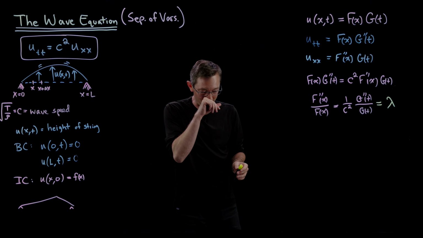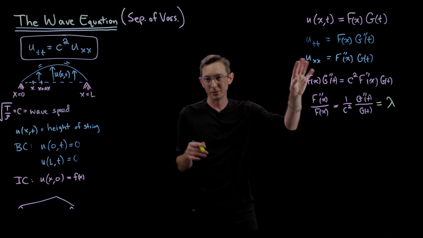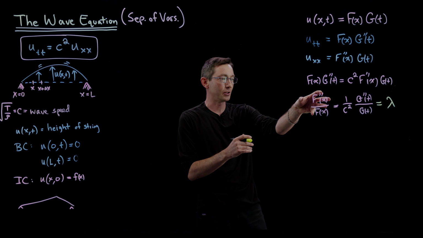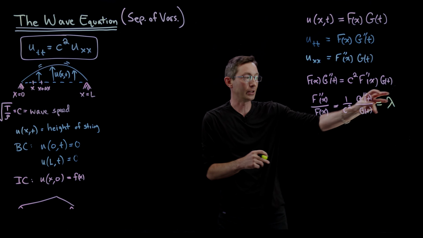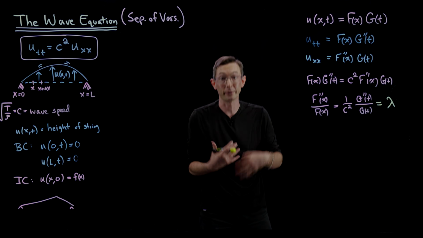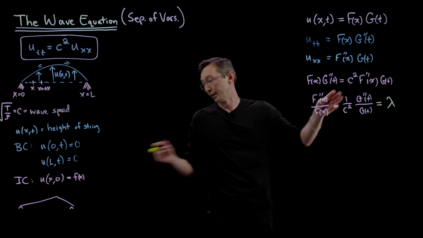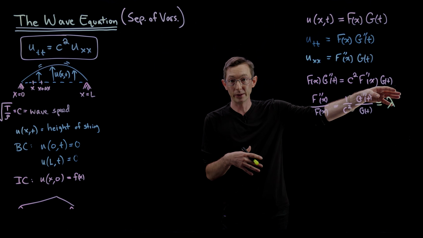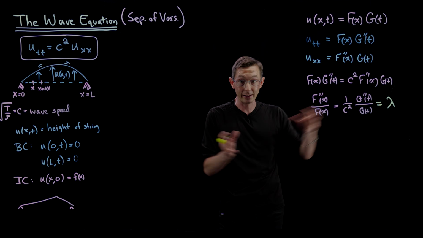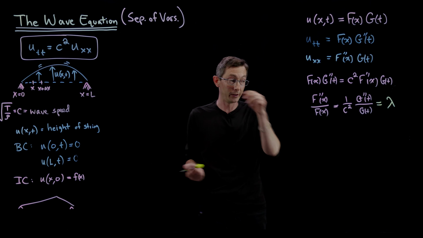So the next step is going to be taking f double prime of x over f equals lambda and solving that ordinary differential equation in x, presumably with these boundary conditions, and then doing the same thing for the time ordinary differential equation and then combining those. That's what we do in separation of variables.